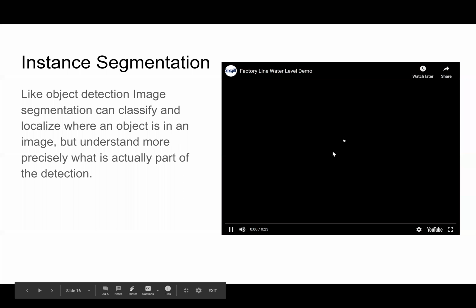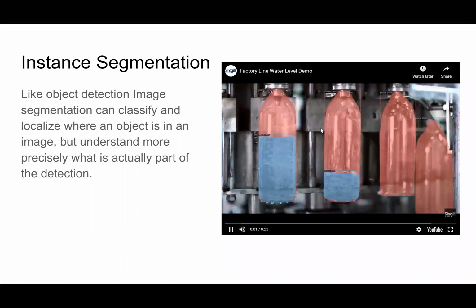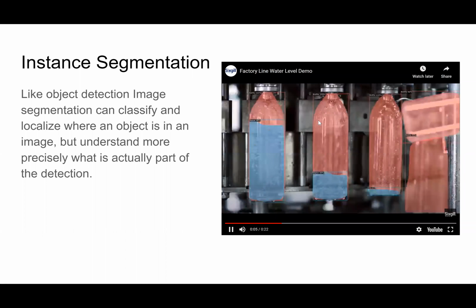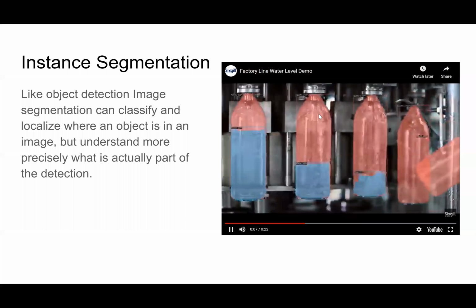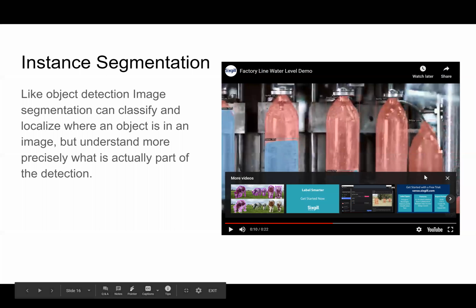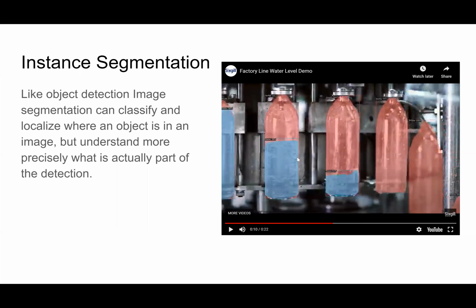So here's just an example. Remember when I talked about the trucks, it had the little box around it, but here it is also classifying exactly where something is. In this case, it's classifying pretty much the exact pixels of where the bottle is, and also trained where the water is. So you could do something like measuring how full a bottle is by how many water pixels overlap with the bottle.